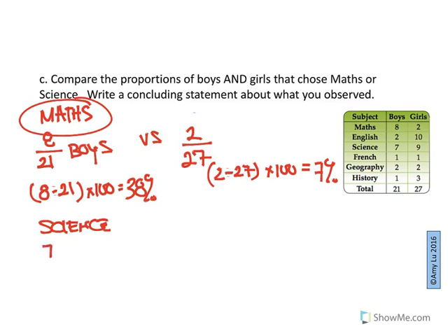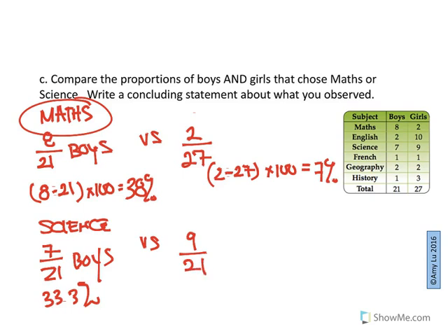So for science, 7 out of 21 boys, which we concluded was a third, which is 33.3%, versus the girls, which is 9 out of 21, which reduces down to 3/7, which is approximately 43%.